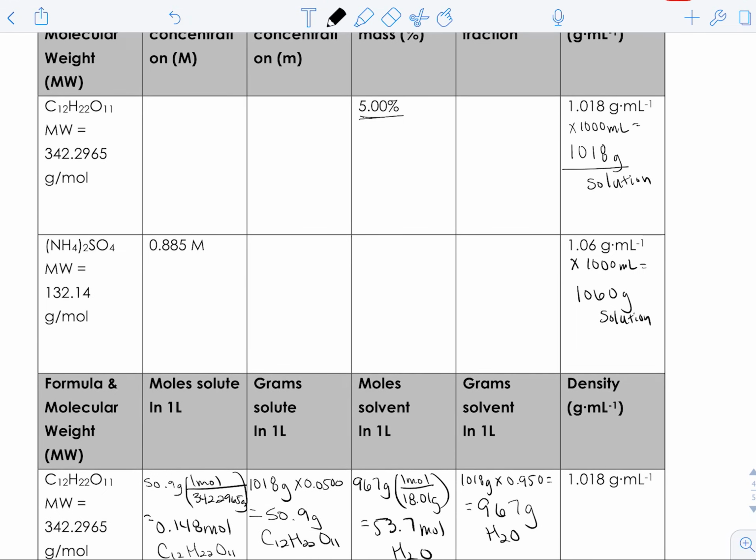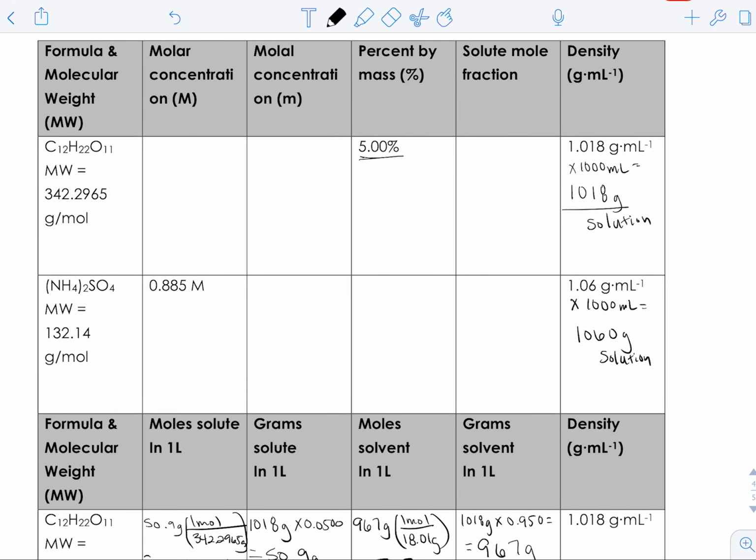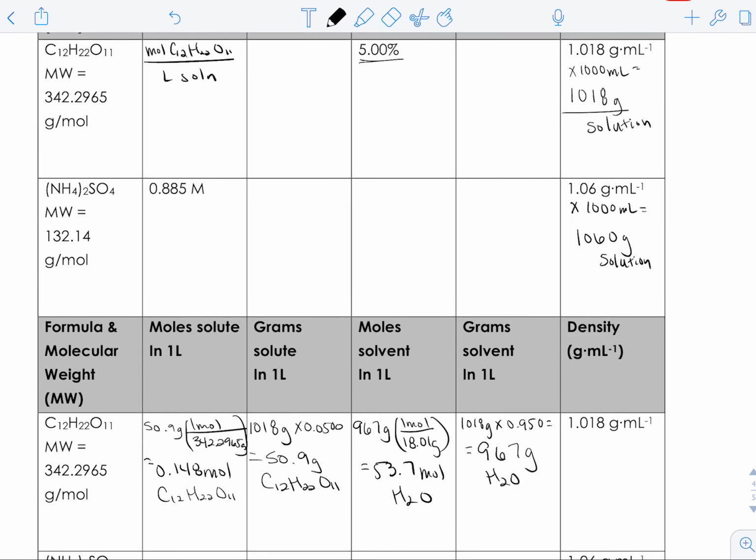So molar concentration is our moles of C12H22O11 divided by liters of solution. Okay. Our moles are 0.148. Our liters is 1. So that gives us 0.148 molar.